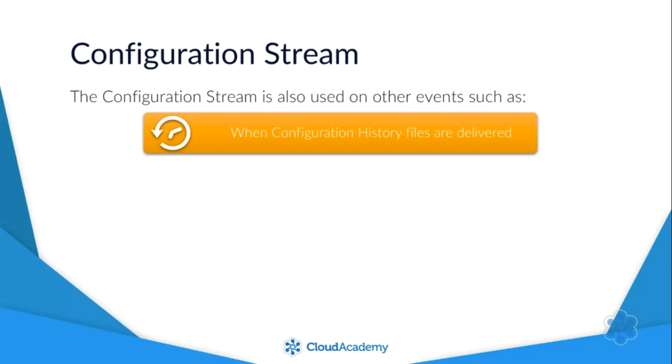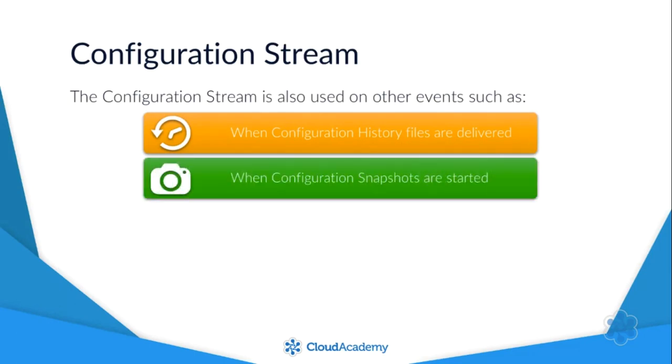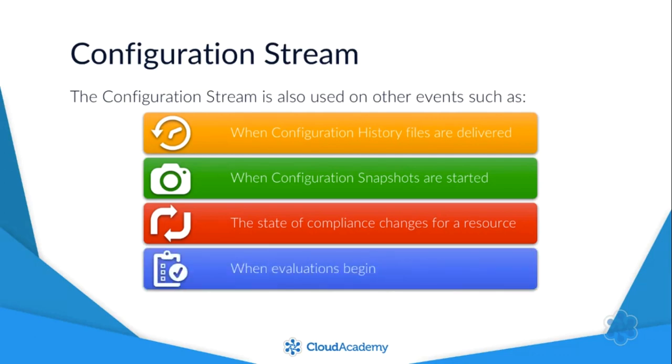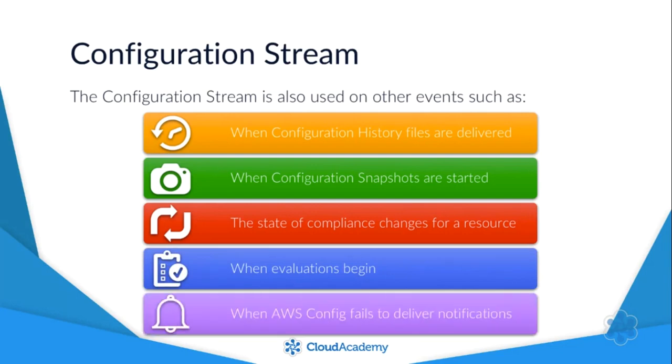However, this stream is also used by AWS Config to send information when other events occur, such as when the configuration history for a resource was delivered to your account, when a configuration snapshot was started and delivered to your account, when the state of your resource compliance changes against any config rules that have been configured, when evaluation begins for rules against resources, and when AWS Config failed to deliver notifications to your account.